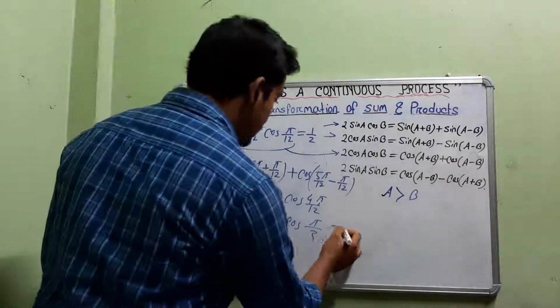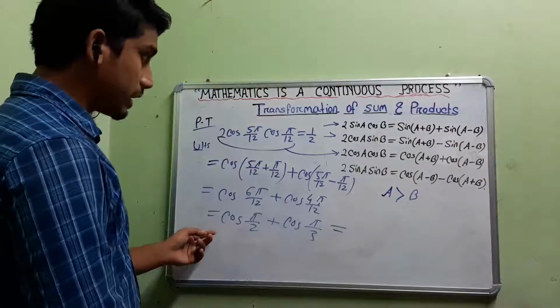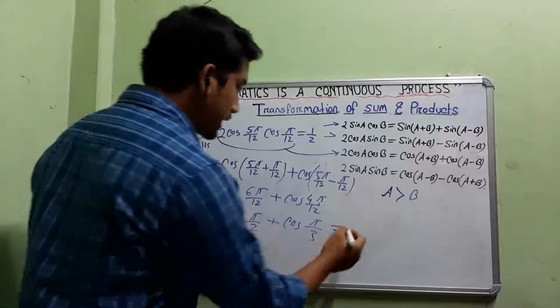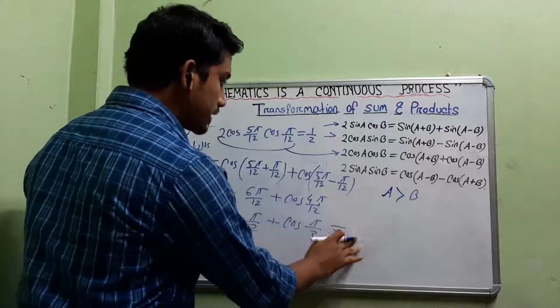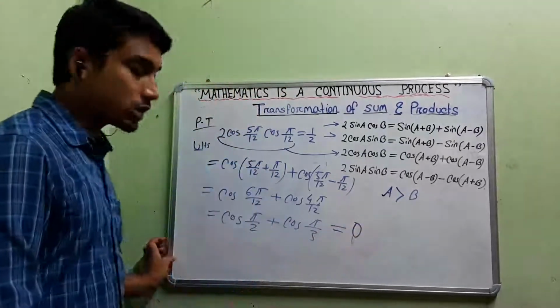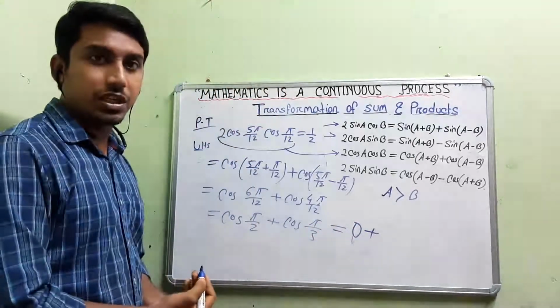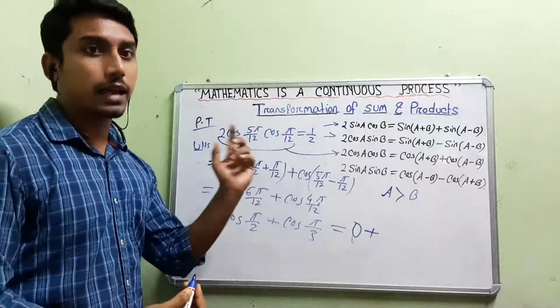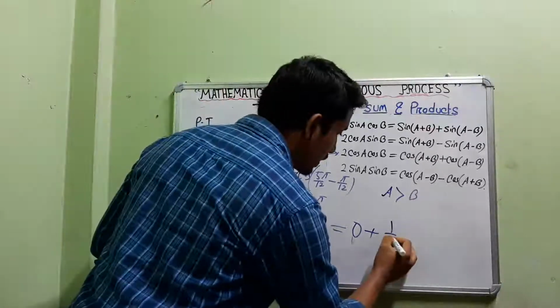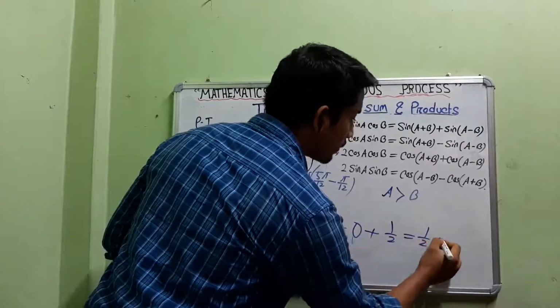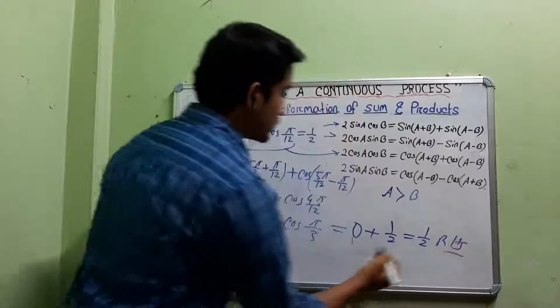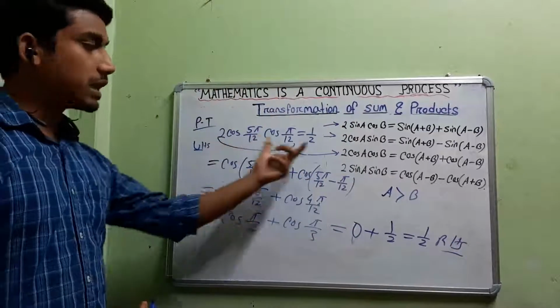Now what are we getting? Cos pi by 2, cos 90 degree, is what? 0, is it not? Cos pi by 2 is 0, plus cos pi by 3. Pi by 3 means 60 degree, and cos 60 degree is giving you the sin 30 degree value, that means it will be half. So 0 plus half is giving you half, which is your right hand side. So we proved that the left hand side is equal to the right hand side.